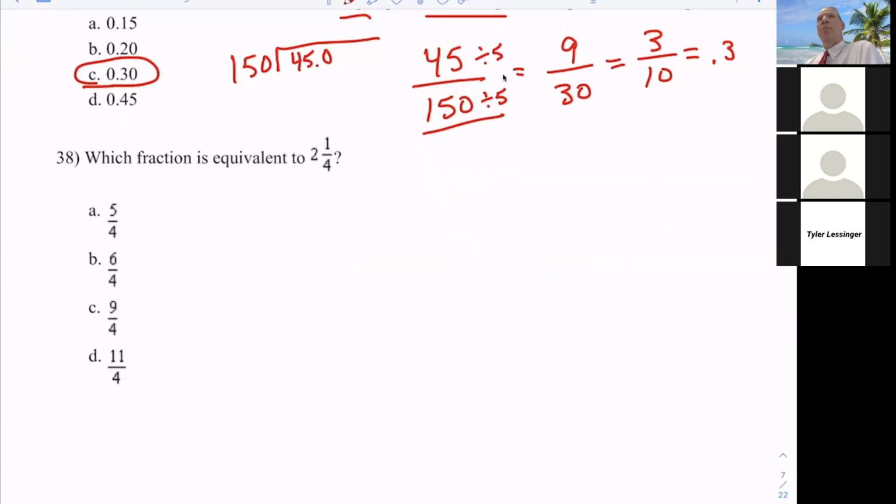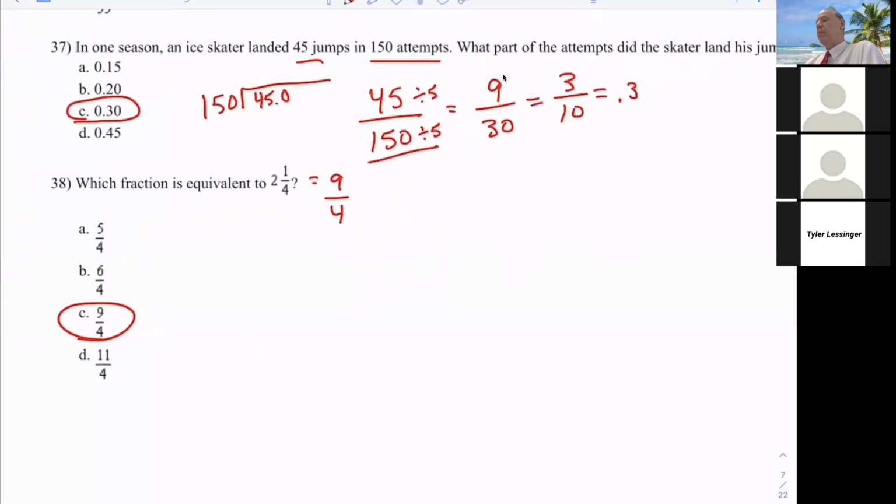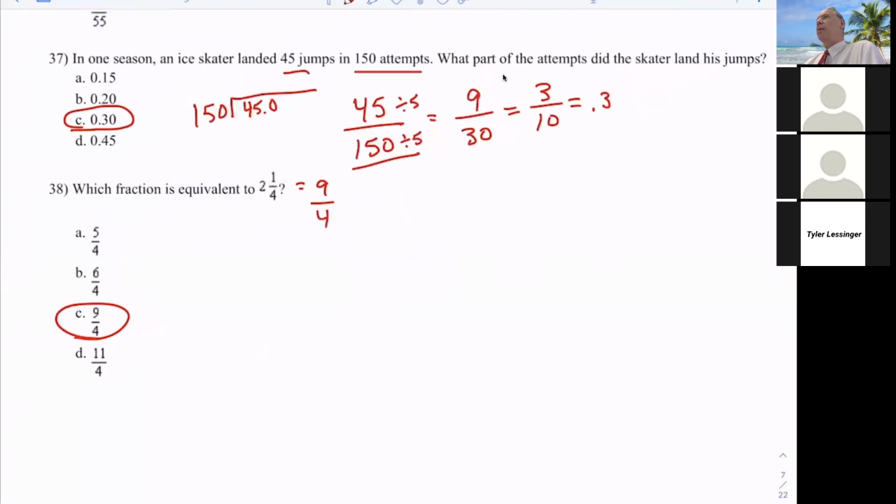Converting to an improper fraction. 2 times 4 plus 1 is what? 9/4. All right. Is that where we stopped? Okay, so I'm pretty happy with you on that. That wasn't too bad, right?